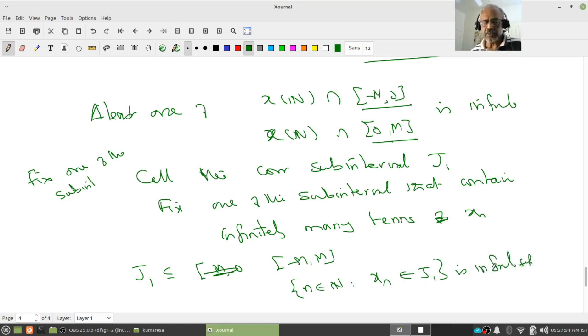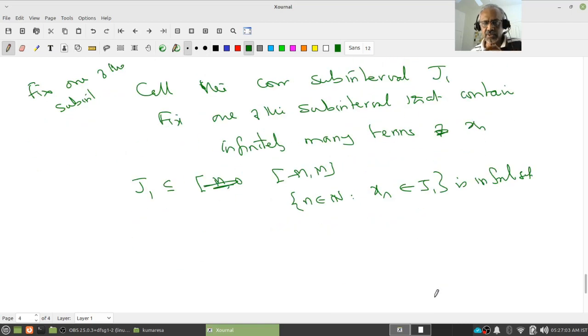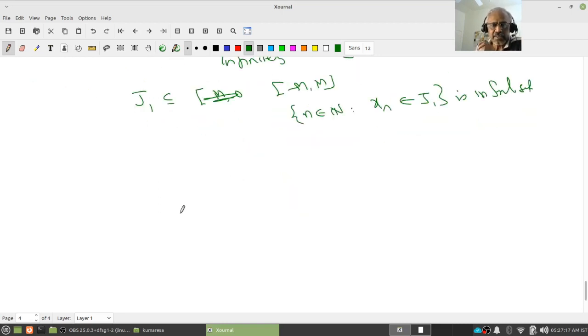It will simply mean there exist infinitely many terms of the sequence xn. See, I'm trying to be very careful how to learn to write such things, because I don't want to say infinitely many xn's. It may turn out my xn's may be the same also. Try to understand. We will explain all these things later.